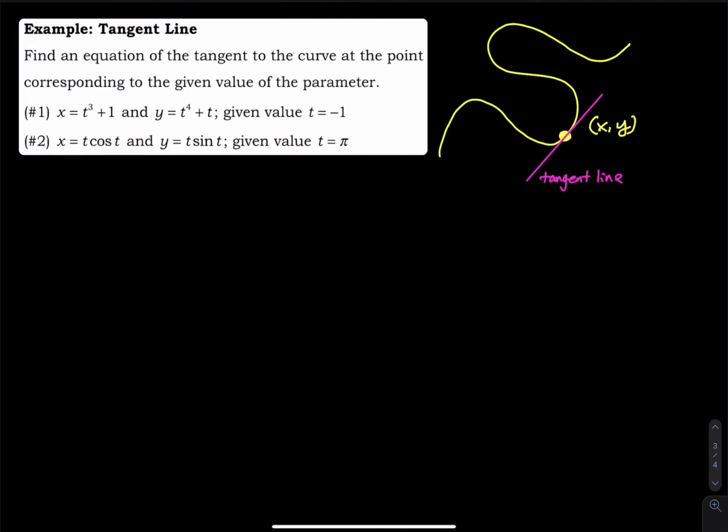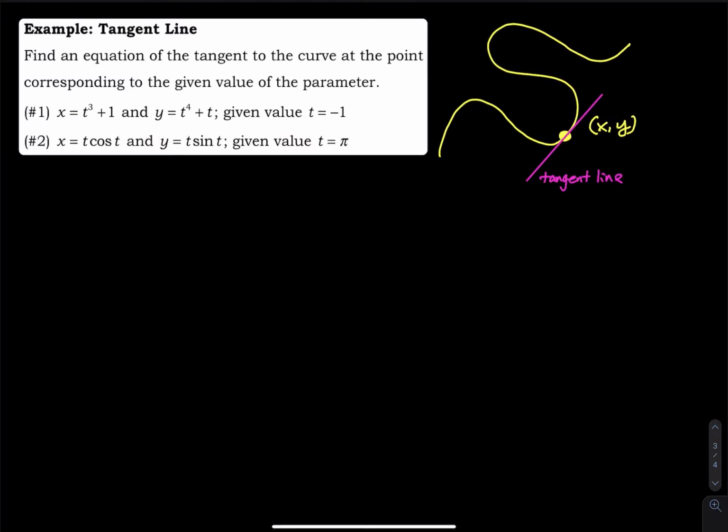Take a look at this tangent line problem. What we have here is a parametric equation. The graph of a parametric equation is a curve, and we have a point x comma y somewhere on the curve. That gives you the location. What we are trying to do is find the slope at that point, and then use the slope to build an equation of the tangent line.